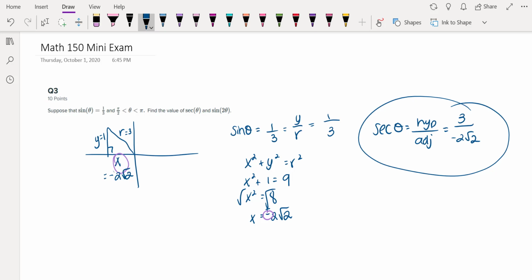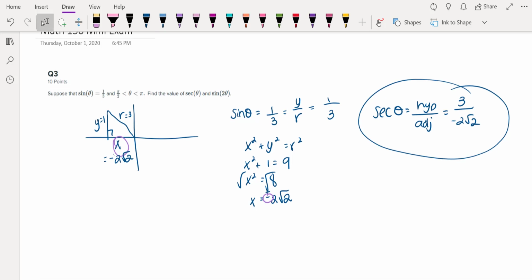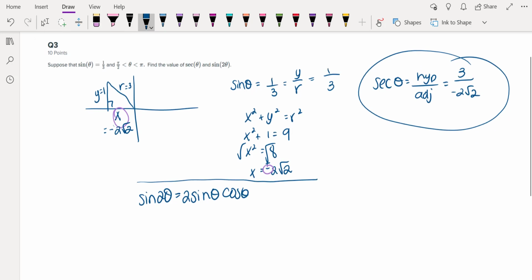Now let's find sine of 2 theta. Well, we know sine of 2 theta is equal to 2 sine of theta cosine of theta. Draw a line there to separate that. So we know what sine of theta is, we were given that in our problem. So 2 times 1/3. And we can figure out what cosine of theta is. Well, cosine of theta is the reciprocal of our secant, which we just found. So that's equal to negative 2 root 2 over 3.